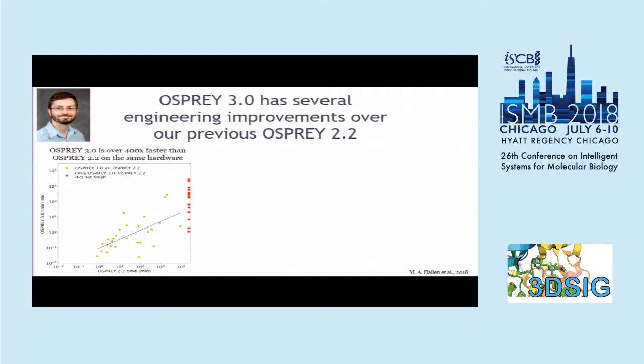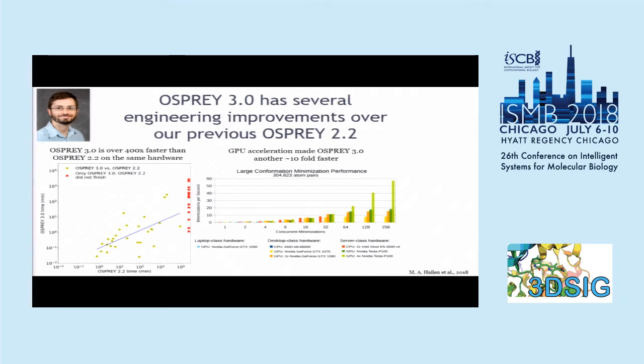So for single thread optimization, what we see here is that OSPREY has actually become 400 times faster than OSPREY 2.2. This is running on exactly the same hardware with exactly the same software, so this is purely engineering improvements. And what you can see here is that this is the OSPREY time for running a design. This is the OSPREY 2.2 time for running a design. Each one of these dots represents a design. And you can see there's a whole new class of designs that were not possible to be done with OSPREY 2.2 that are possible with OSPREY 3.